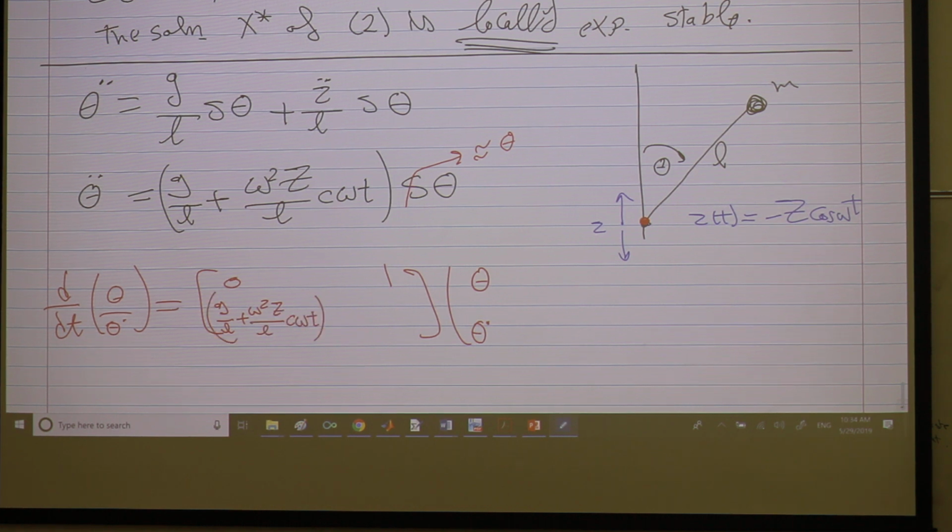So there is time variation here and its time period. And this last 0, you can add some damping if you like, so negative mu. There's no theta. Yeah, thank you. Okay, so it's clear that this is indeed A of t, where A is time periodic.